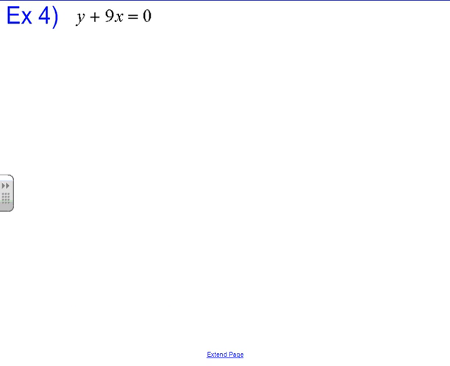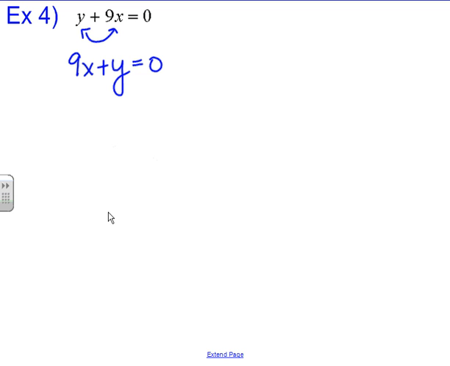So let's take a look over here at number 4. And number 4 says y plus 9x equals 0. Yeah, everything is on the left side, but we've got a problem here. The x and the y are in the wrong places. So what we need to do is use the commutative property and just switch them around. 9x plus y equals 0. Now we're in the right order. Standard form has a certain order to it, and that's kind of what we're practicing. Just getting things in that order.